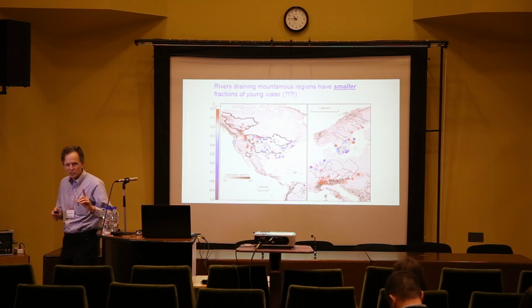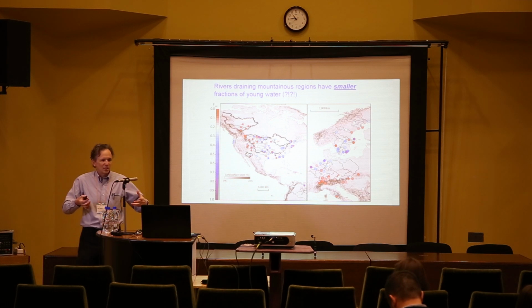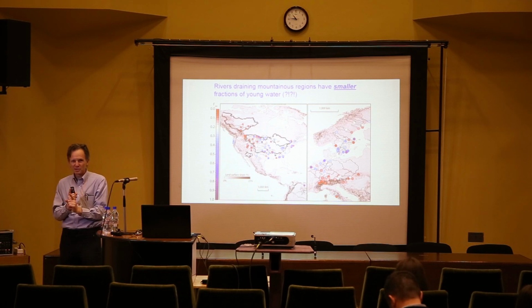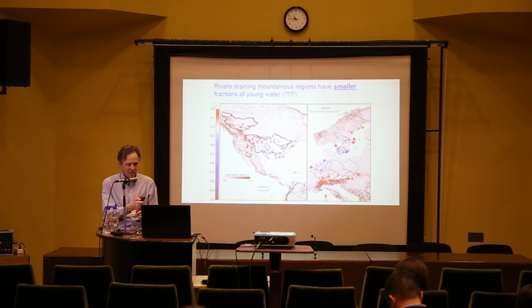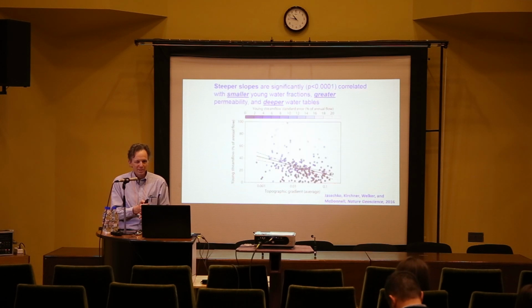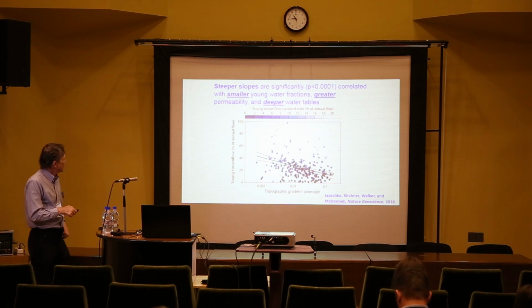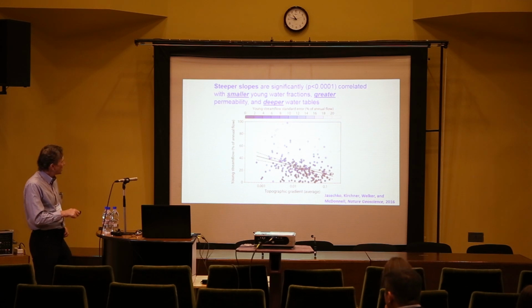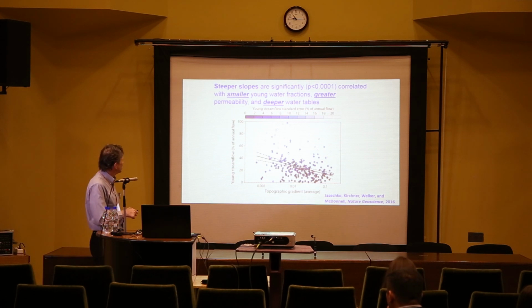Now, what those data are telling you is that steeper landscapes have less, not more, young water in their streams. And that is really a very strange result. But it's true. Here is the diagram. If we plot the average topographic gradient in the catchment against the fraction of young stream flow, you see that steeper catchments have less young stream flow. And there's a lot of scatter there, but there is a relationship.